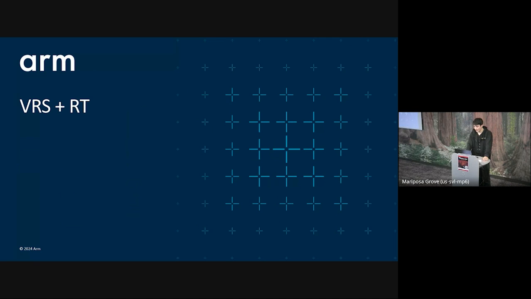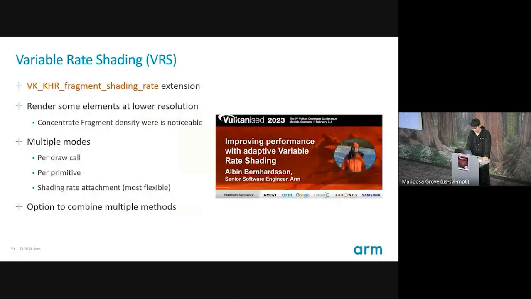Now, I would like to speak a bit about variable rate shading and how it can be combined with ray tracing. Variable rate shading is a Vulkan extension that allows us to render some elements of an image at a lower resolution. It allows us to concentrate fragment density in the part of the scene where it is actually needed. Vulkan has a flexible API for this. We can set a fragment rate per draw call, per primitive, or using a shading rate attachment image. That is the most flexible way.